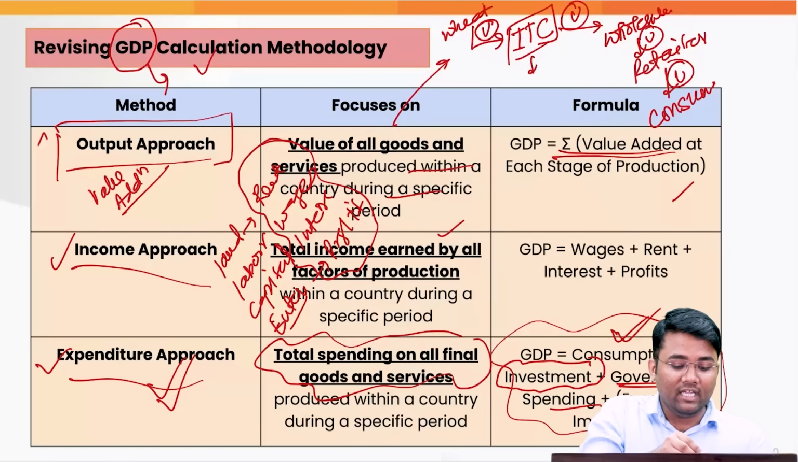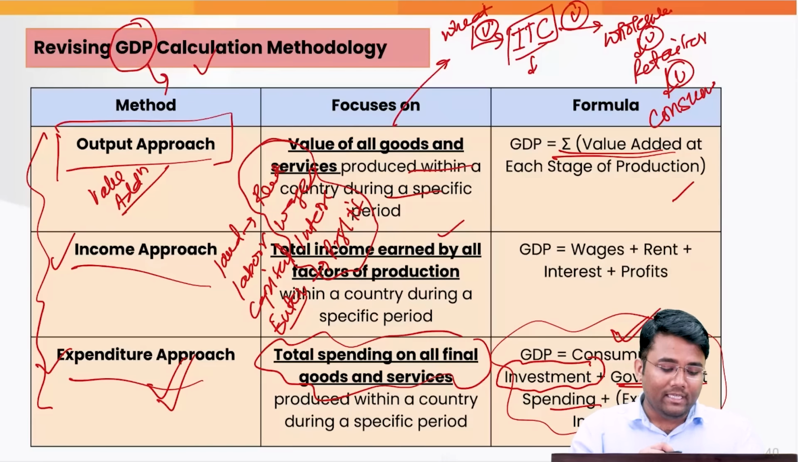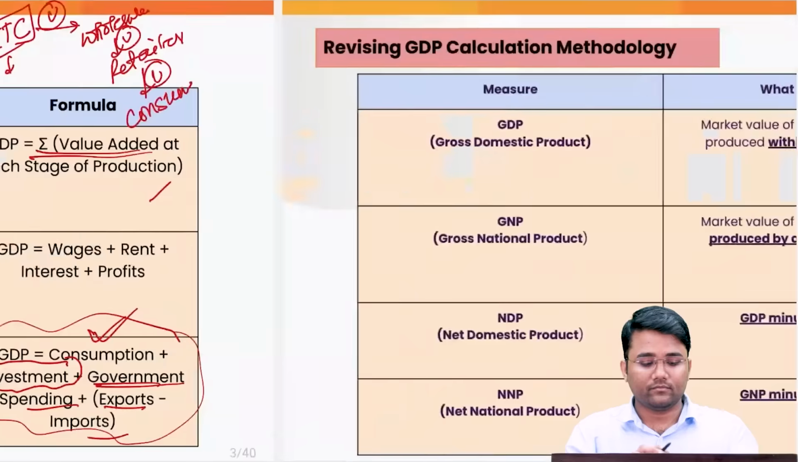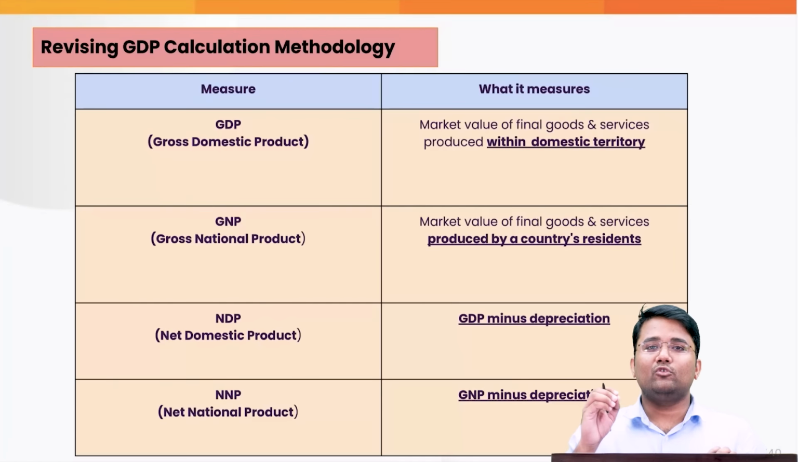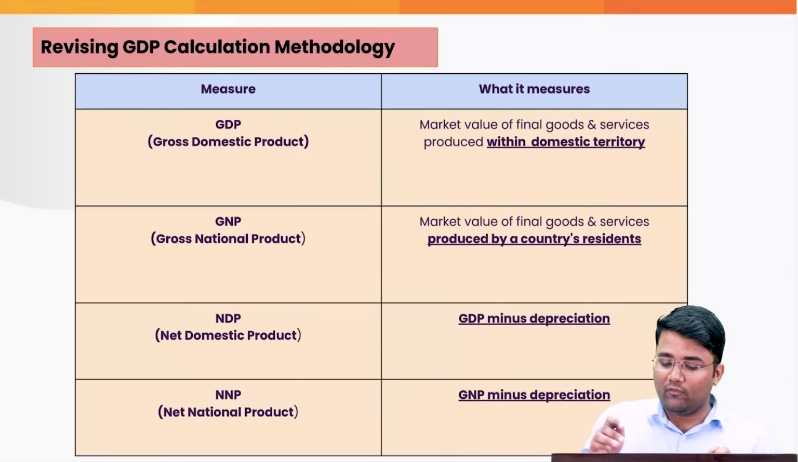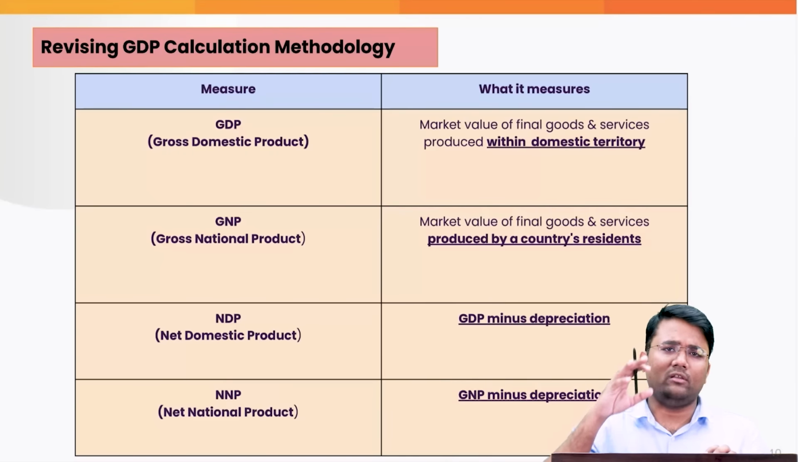So these are the three methods of calculating the GDP. And the NSO mainly calculates the GDP through the value addition method and the expenditure method. Before moving further, let's also look into some other macroeconomic variables apart from GDP. As you would know, GDP is the market value of all final goods and services produced within the domestic territory. And we have discussed what domestic territory is all about.